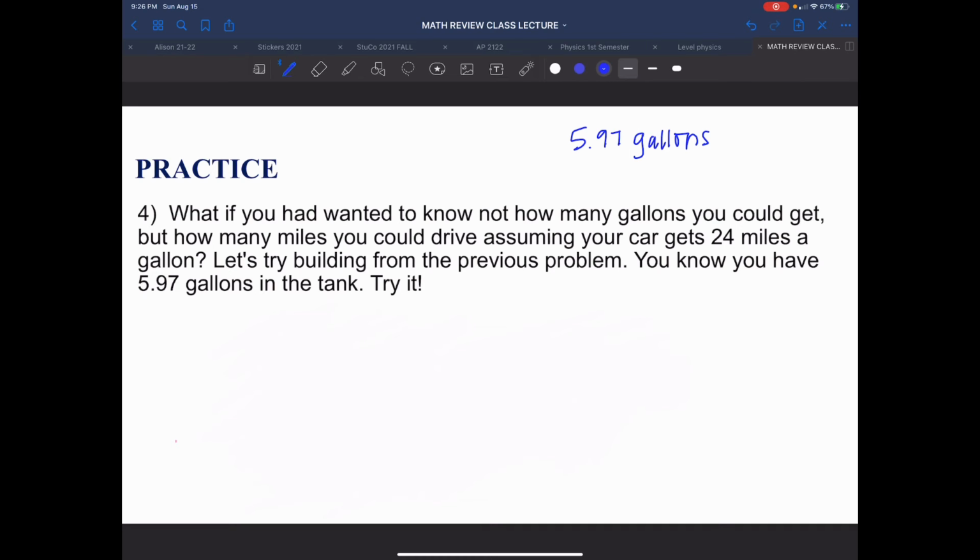What if you wanted to know not how many gallons you could get, but how far you could drive? If you get 24 miles to 1 gallon. Okay? Try this one on your own. Mr. Withers, pause it and give him a second. All right. Did you get 143.28 miles?